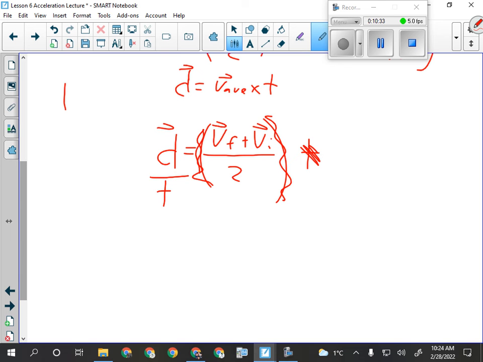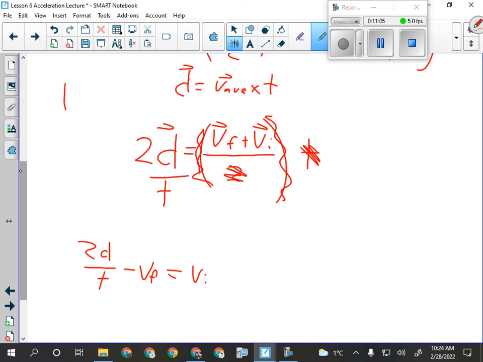I want to solve for, doesn't matter, either one. What do I do with the 2? Multiply both sides by it. So just bring it over there, put it on the top. And then what do I do with the one I don't want to solve for? Subtract it over to the other side. Okay, so I'm going to have 2d over t minus either VF or VI, whichever one you're not solving for. Okay, so that would equal VI, and the other way around if you were solving for VF. Okay, everybody all right with that?